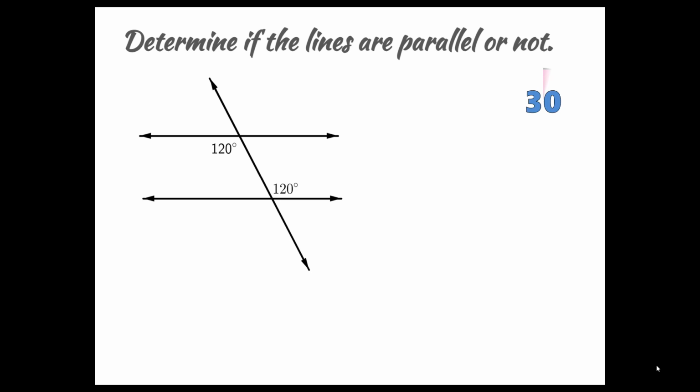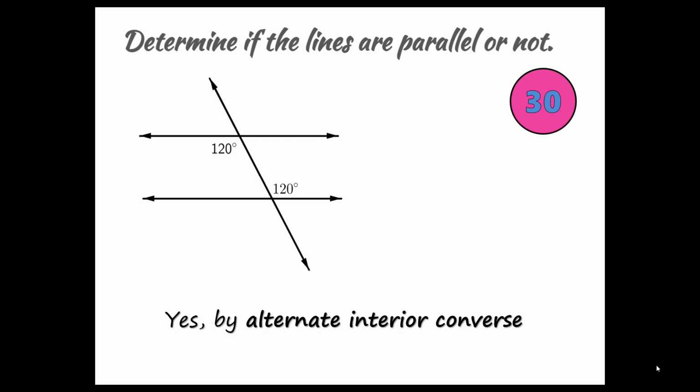All right, next example. Here we have two angles on our diagram, both 120 degrees, and we're going to determine if they meet the definition to be able to use the converse of one of our relationships. All right, so this one is yes by alternate interior converse. We have our two angles in the interior alternating on the transversal, and they are matching. So we can say those lines are parallel.